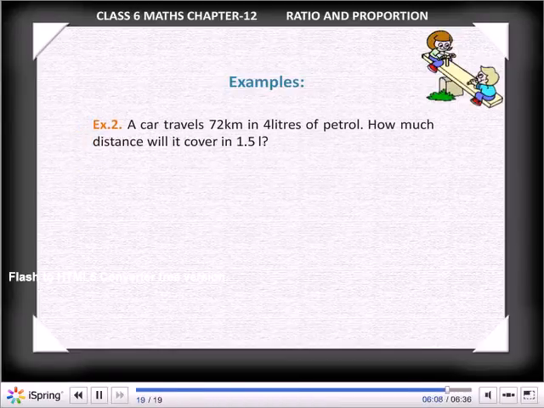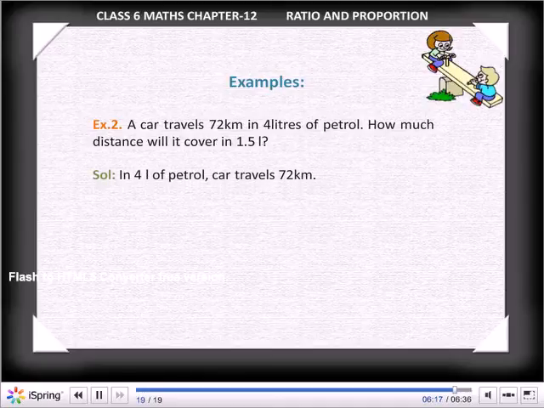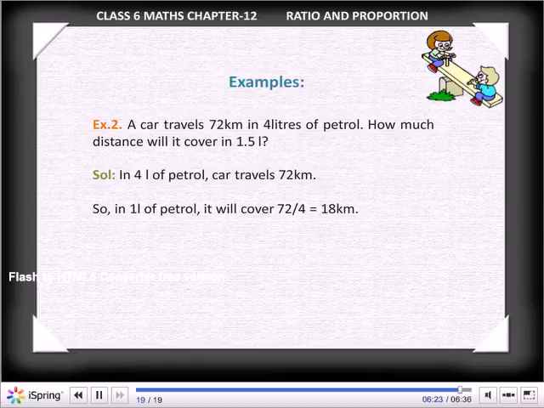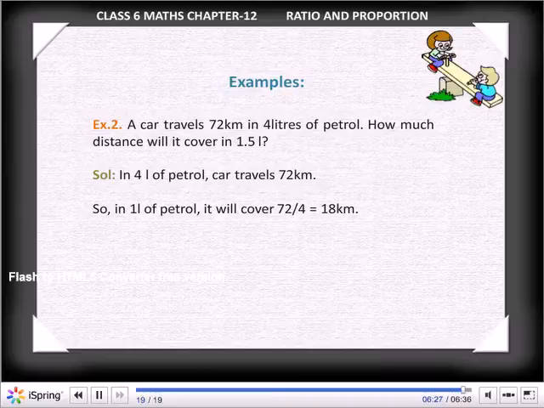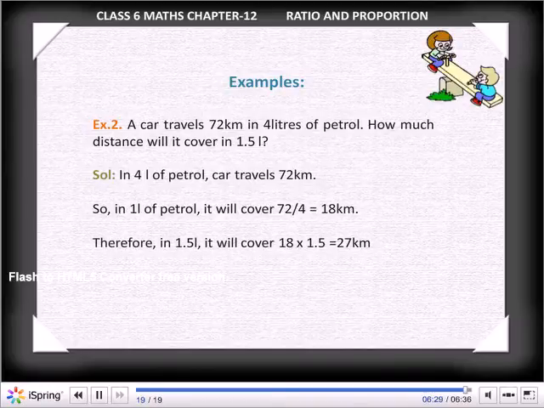Example 2. A car travels 72 kilometers in 4 liters of petrol. How much distance will it cover in 1.5 liter? In 4 liters of petrol, car travels 72 kilometers. So in 1 liter of petrol, it will cover 72 divided by 4, which is 18 kilometers. Therefore, in 1.5 liter, it will cover 18 into 1.5 equal to 27 kilometers.